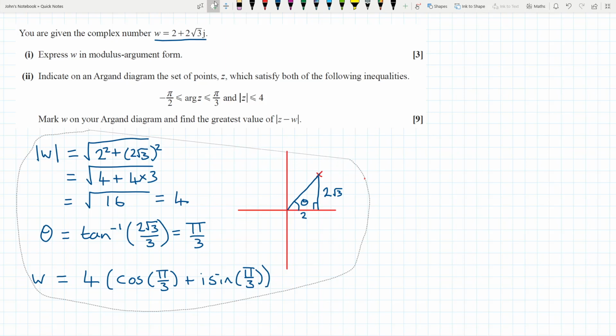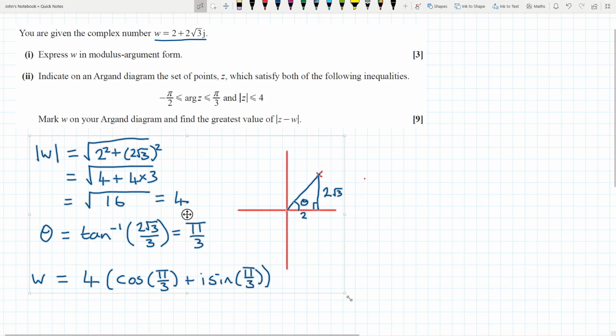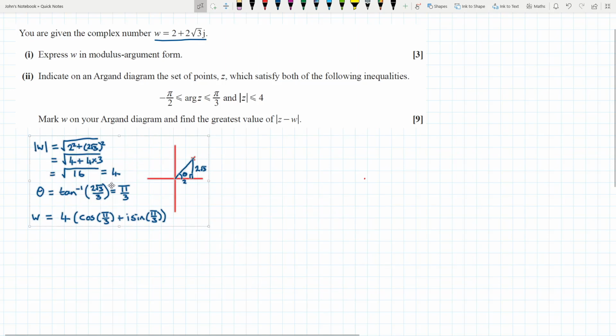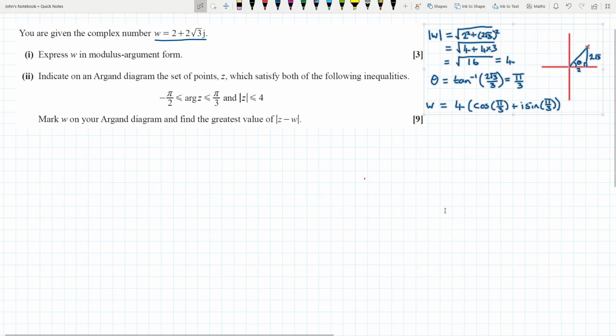We're going to need to do a sketch of a diagram. There might also be a bit of work to do to get this to work. So that was part A. Okay, indicate on the Argand diagram the set of points which satisfy both of these inequalities. So I'm going to tackle them separately. I think that first point I'll make is that I'm not going to worry about the inequalities for the moment. I'm more going to try and sketch these loci.